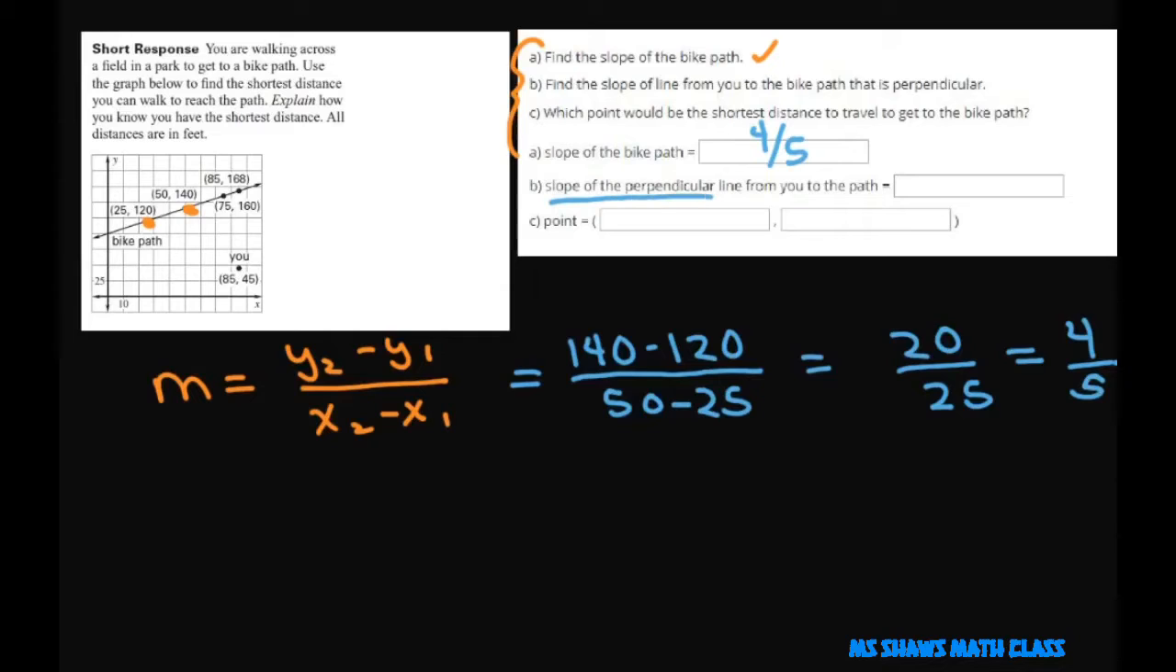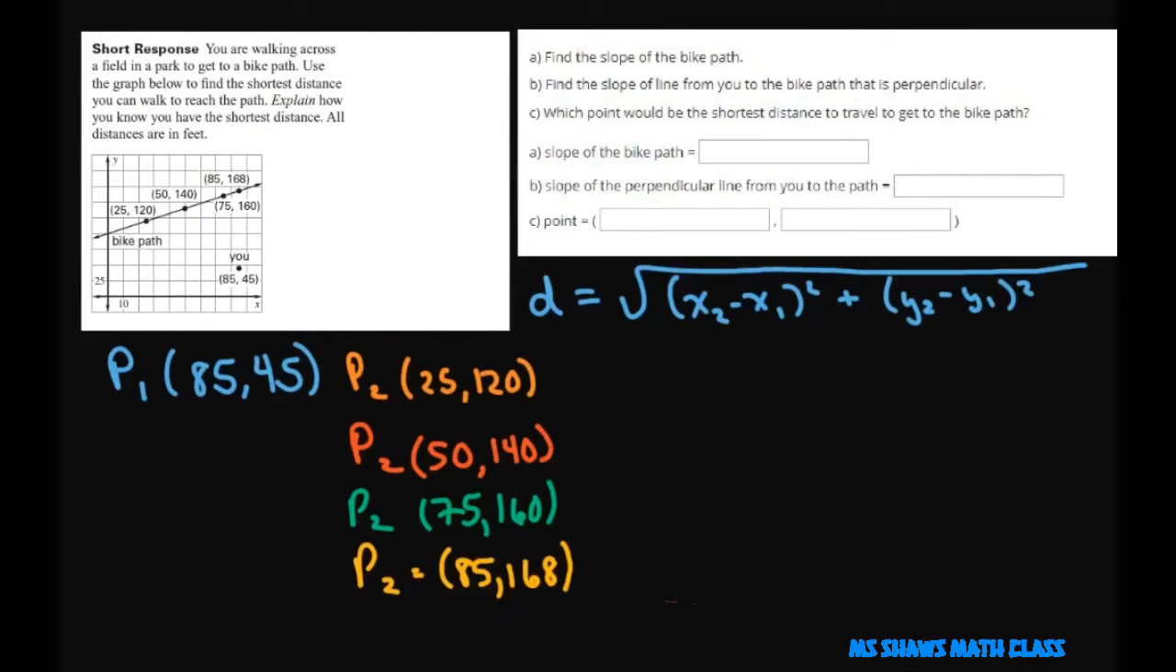Now the slope of the perpendicular line from you to the path is going to be the negative reciprocal, which is negative 5/4. Now we have to find the point which will be the shortest distance to travel to get to the bike path. So what we're going to do is take the distances. We're going to use our first point, that's us, and calculate these distances. So this is point 1, and this would be point 2.